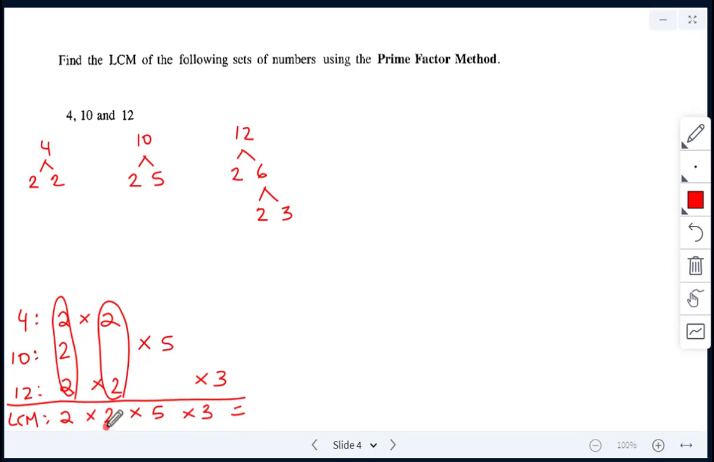2 times 2 is 4. 4 times 5 is 20. 20 times 3 gives me 60. So the lowest common multiple of 4, 10, and 12 is 60.